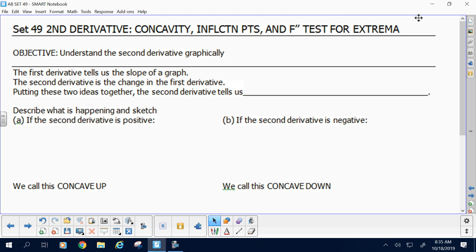So here we go. The first derivative tells the slope of a graph, right? We know that, yes? Now the second derivative, by nature, is the change in the first derivative. So if the first derivative is slope, and the second derivative is the change of the first derivative, then the second derivative is the change in the slope. Putting these two together, the second derivative is the change in the slope.